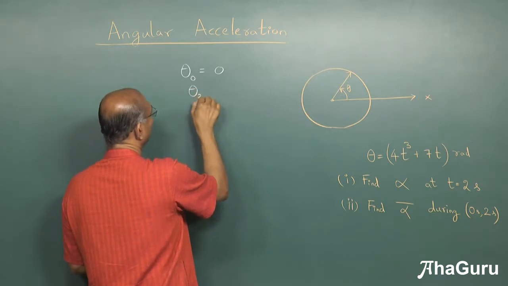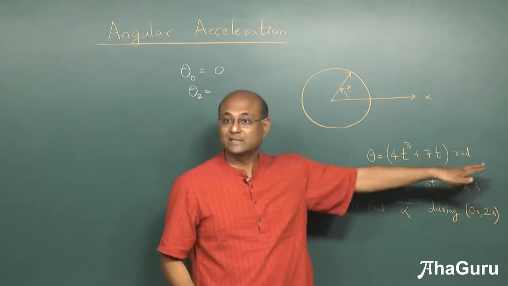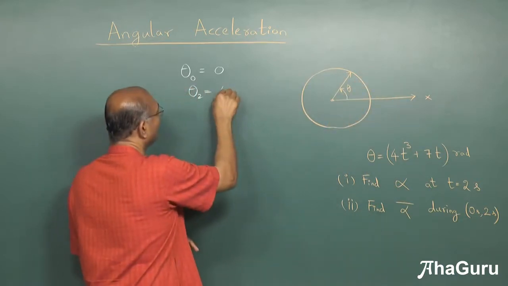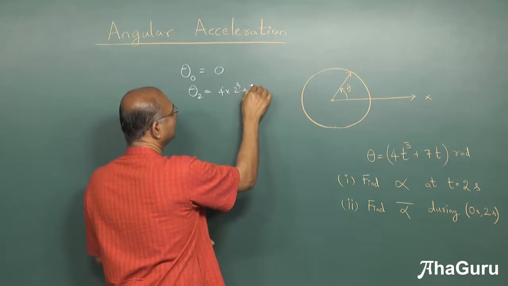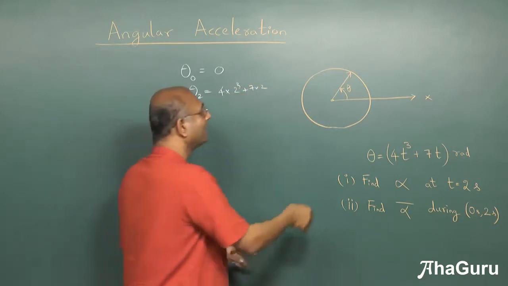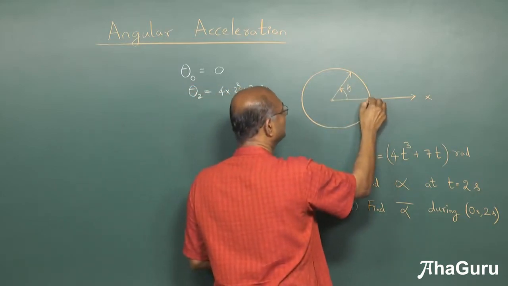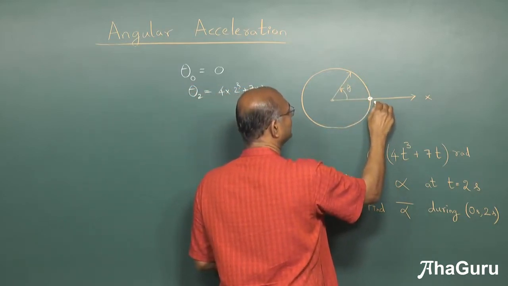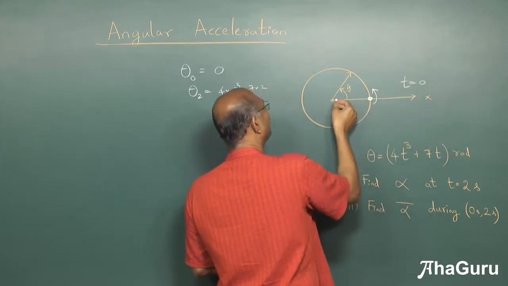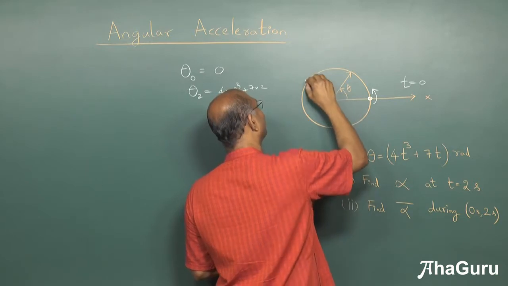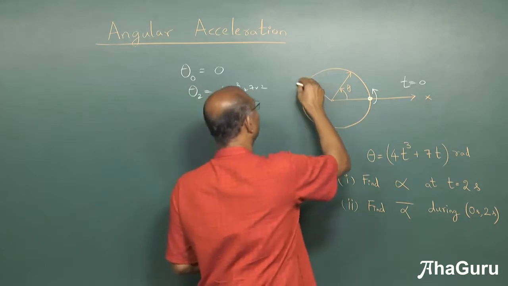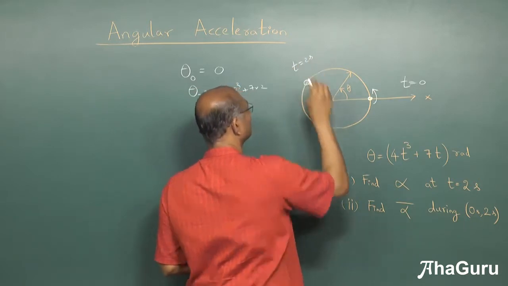And what is theta at 2 seconds? Well, if I substitute, I'll get a very large number, which basically means that the angle is going to be somewhere there, because you will get 4 into 2 cube plus 7 into 2, so that is 8 into 4 and so on. So it is definitely a large number. But what I will do is I will say that this point was theta equal to 0. This is where the object was at t equals 0. But I will pretend like the object was somewhere here, because I don't want to draw multiple turns. So I will pretend that it was here at t equals 2 seconds.